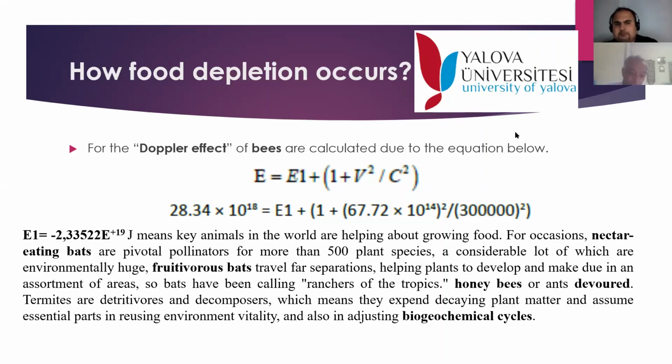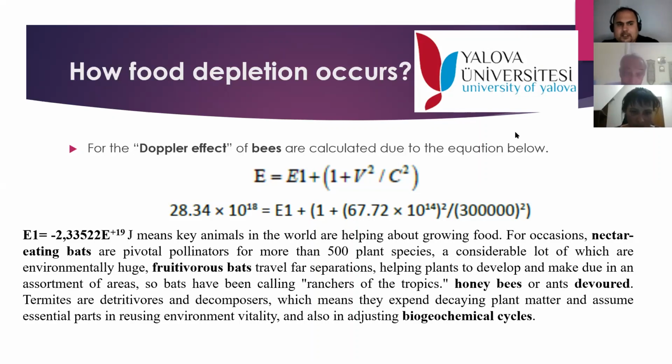There are many animals converting this energy in the world. Also, bats can convert energy because they are known as pollinators. As you know, in Wuhan, in China, the COVID virus came from bats. So it is a very important animal for our earth, for our food.